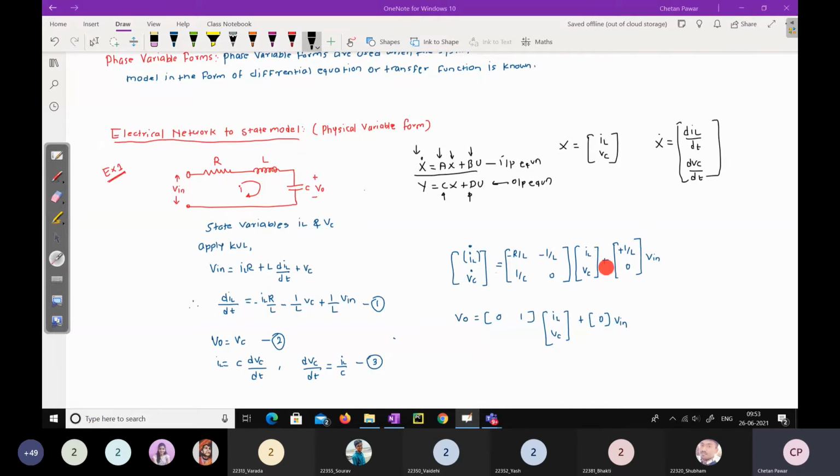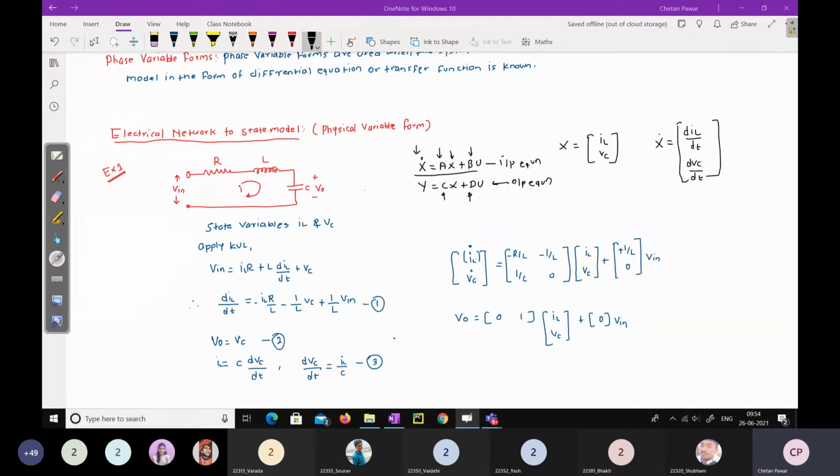Now what is the equation for the output? V0 is equal to Vc. There is no IL, so 1 into Vc and 0 into IL, plus there is no input also. Only the Vc term is there in the output equation, so 0 into V. So this will be the state space representation, or state model, for this particular RLC circuit.